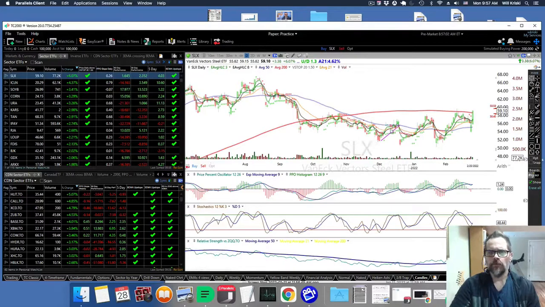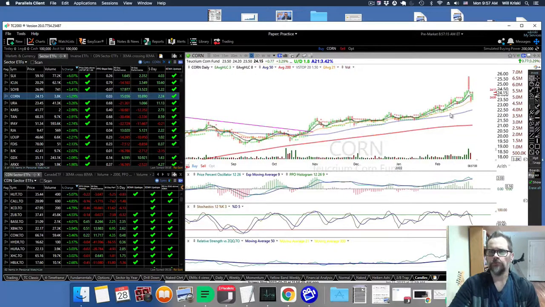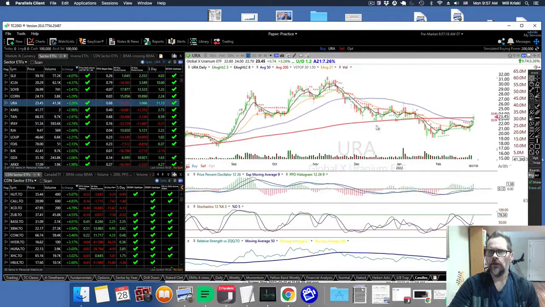But if we look at things that are going up right now in the morning here, it's a lot of commodities. Soybeans, that's been looking really good. I've talked about this before, but corn is generally in an uptrend. Uranium is just about to break. It's above the 50 and it's just right at the 200. So it might have a bit of work to do, but we're getting to that point with a higher low here that could start another uptrend.